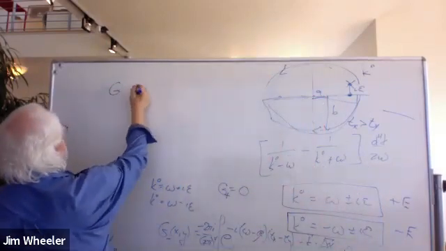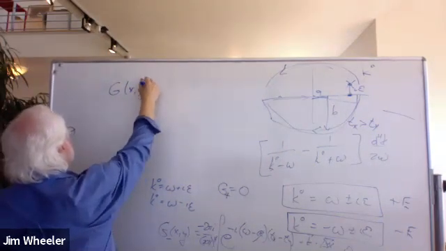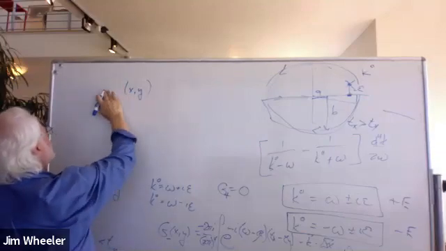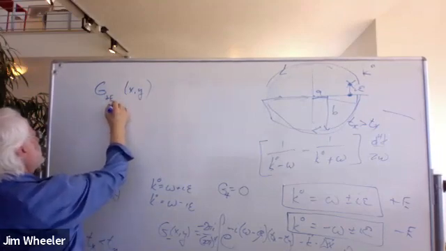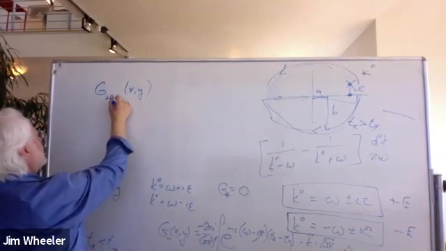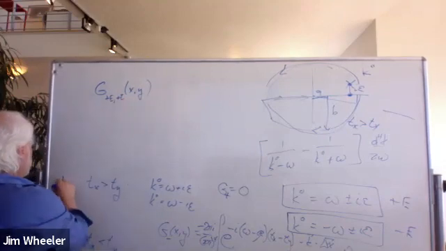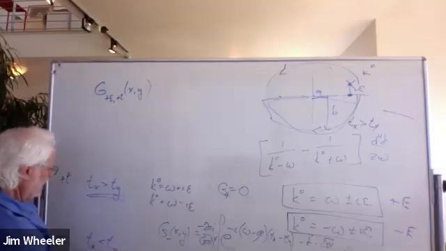When we look at g of x, y, give myself more room, we have positive energy solutions and positive time. All right, I'm going to call this plus t and this minus t. All right, and let me explain that a minute.